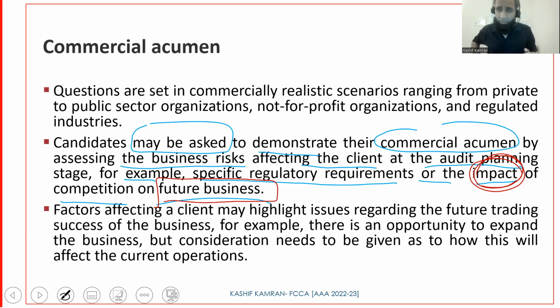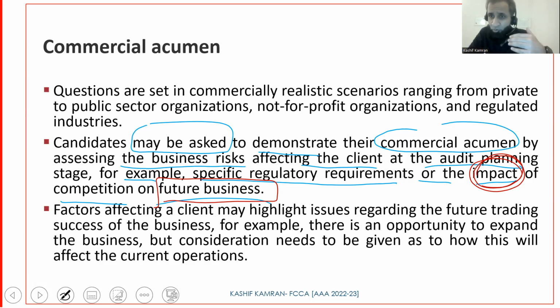We know there are questions in AAA which ask you to comment on the matters which may affect the going concern of the company. This is very common in Section B, that you are asked to comment on the matters which may affect the foreseeable future of the business. You need to exercise your commercial acumen here. You need to exercise your know-how: if there is any matter given in the case study, how would that matter affect your foreseeable future?